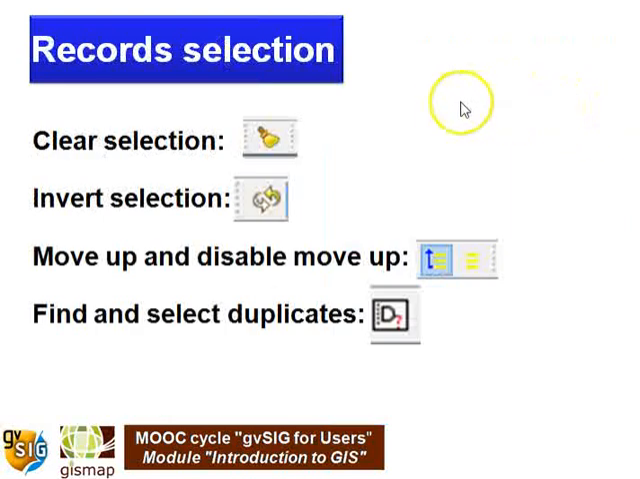There are other tools like clear selection and inverse selection. So all the selected features will be unselected, or I can select what has not been selected, and vice versa. I can move up the selected records, and I can find and select duplicate records. That's very useful if I want to identify some primary keys, and if I want to check if there are any duplicates, I can select the header, use this tool, and automatically the duplicate records will be highlighted.